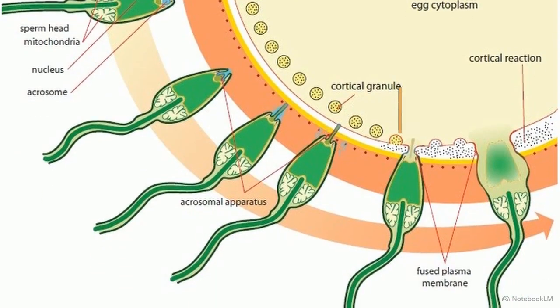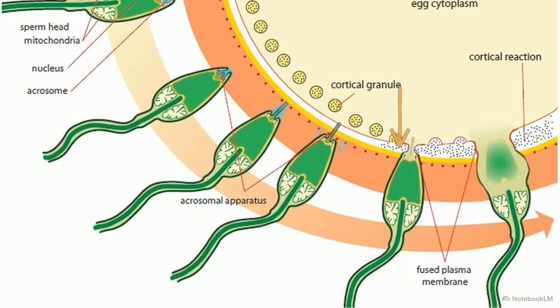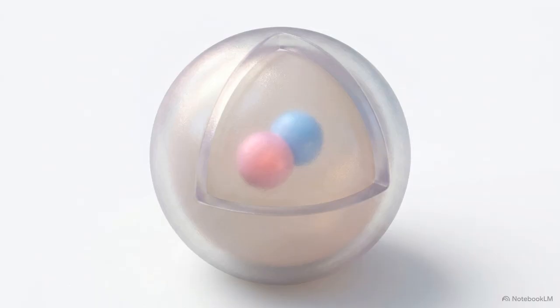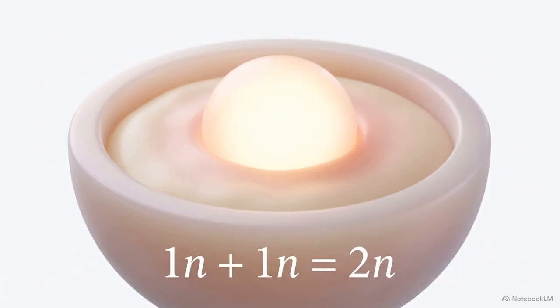This contact triggers the cortical reaction, releasing calcium ions. This depolarizes the membrane, increasing the metabolic rate and creating an impenetrable barrier against other sperm. With the sperm's genetic material inside, the cell restores its normal diploid or 2N chromosome number. We now officially have a single-celled zygote.